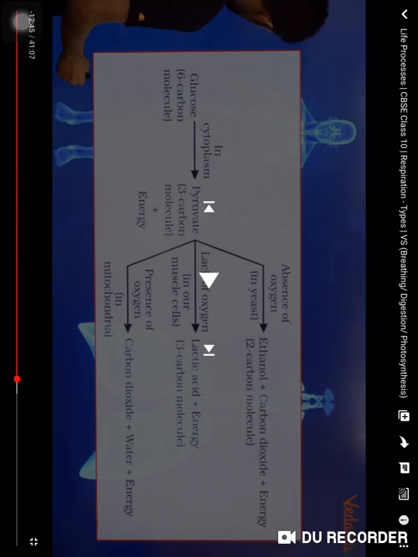And how much energy is released over here? It is 38 ATP molecules of energy that is released. Means if it is aerobic respiration, it gives you a lot of energy. This is aerobic respiration. Now anaerobic respiration is of 2 types. One is in absence of oxygen, another if it takes place in yeast.